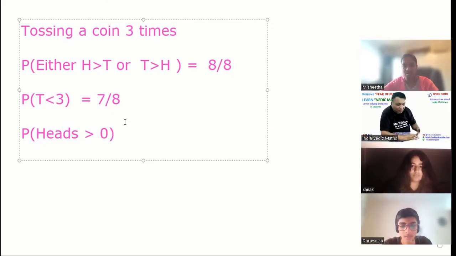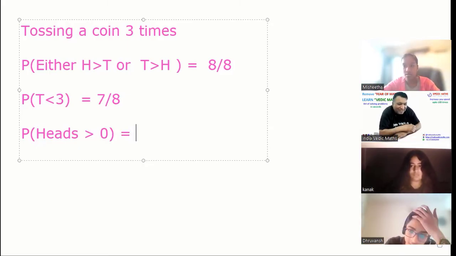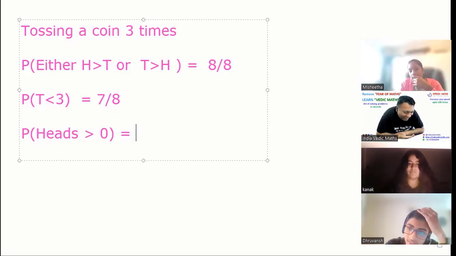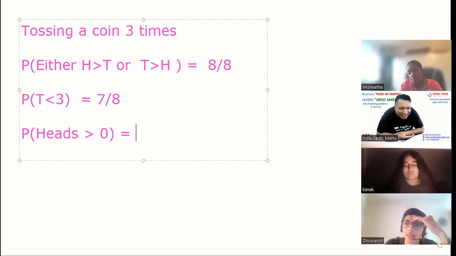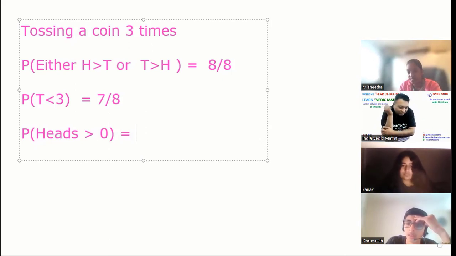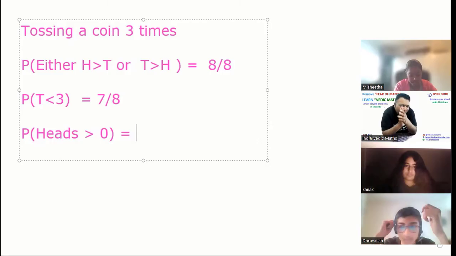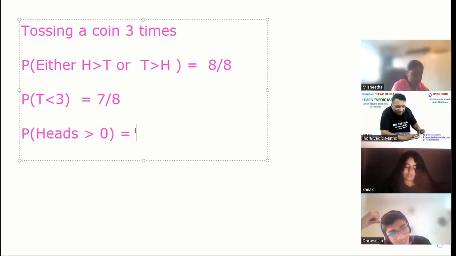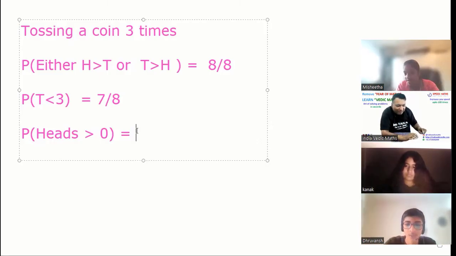Okay. It's all tricking you in words, okay? 8 by 8, 7 by 8, what is it? Think about it. What is the probability of getting heads more than 0? Dhruvansh, what should be the answer and why? So it should be 7 over 8.